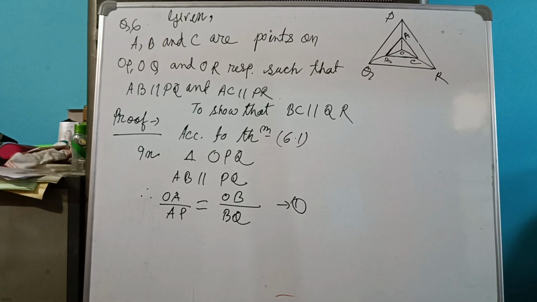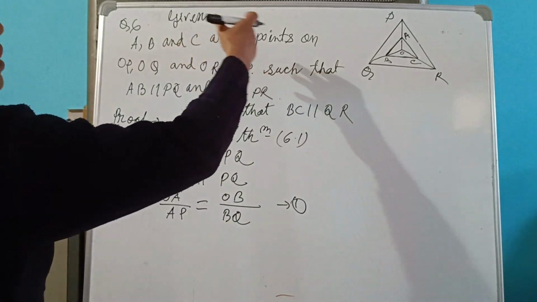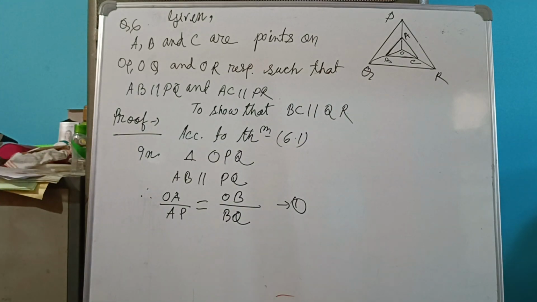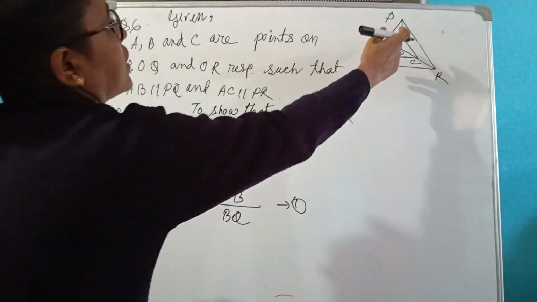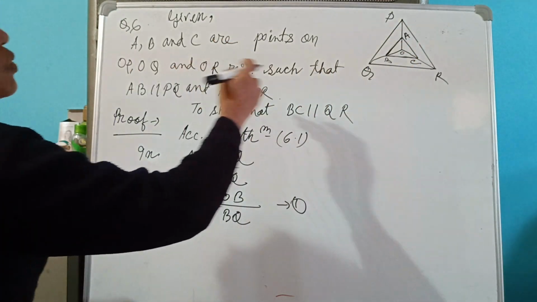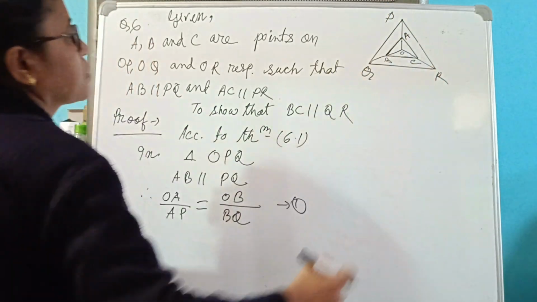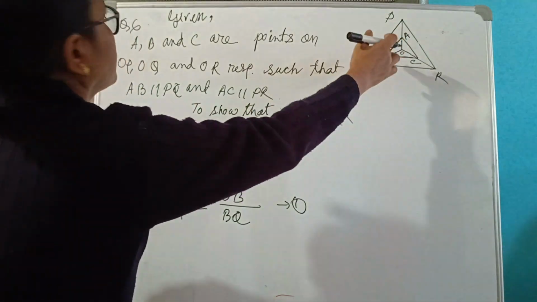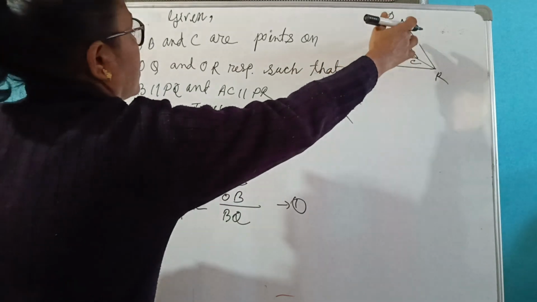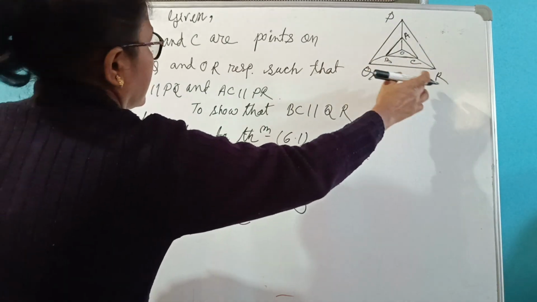Students, see the question number. The figure is given here, but in examination, figures are not given. So you must read the question and try to draw the figure yourself. What is given? A, B, C are points on OP, OQ and OR respectively. How are they situated? AB parallel to PQ and AC parallel to PR. We need to prove that BC parallel to QR.